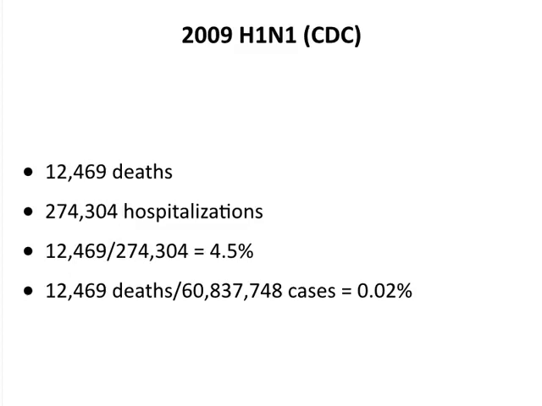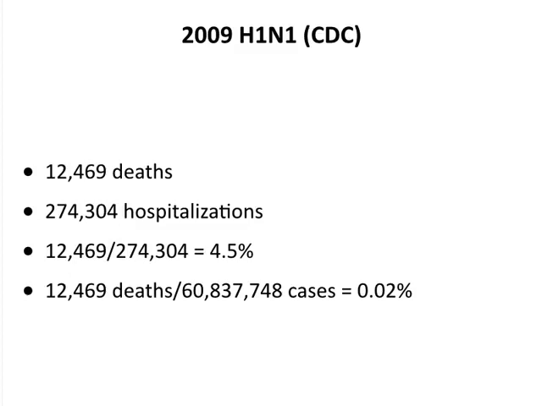However, for this virus, we can calculate the mortality rate, because since we have such a good flu reporting system, we know that there were 60,800,000 cases in the US during that first pandemic year. So now if you take 12,000 deaths divided by 60 million, you get a 0.02% mortality ratio. And this is typical for influenza virus as well.